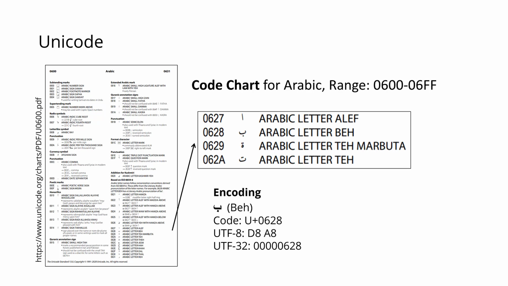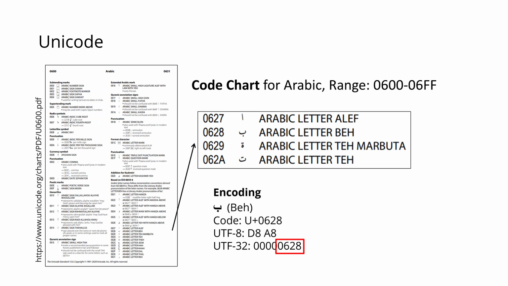So what does this look like? This is part of the Unicode charts, so to speak. This is the chart for Arabic, and this is the range 0600 to 06FF. And for example, we can see here that the character ba, which has the Unicode code 0628, can be represented in the UTF-8 encoding as D8A8, or in UTF-32, that's another type of encoding, as 00000628. Now, the interesting bit here is that UTF-32 encodes characters as 4 bytes, and there's a clear link to the code, so the code is just represented in here.